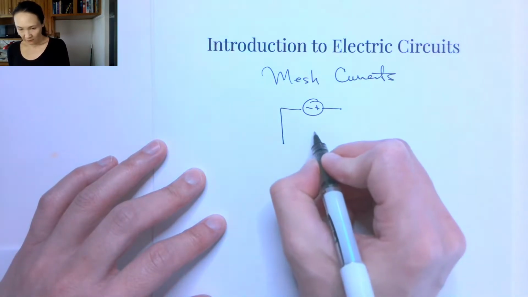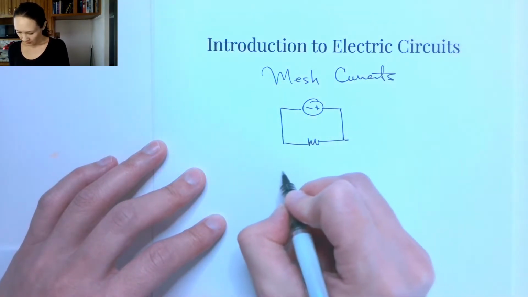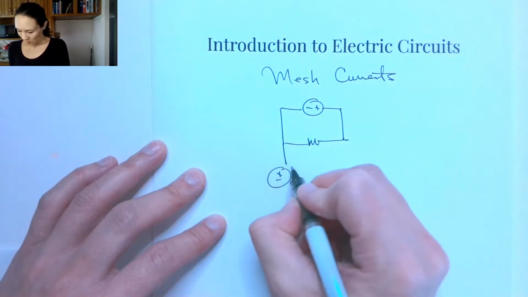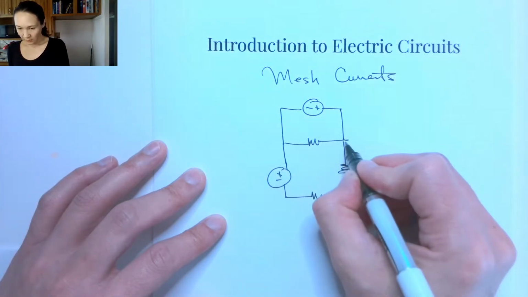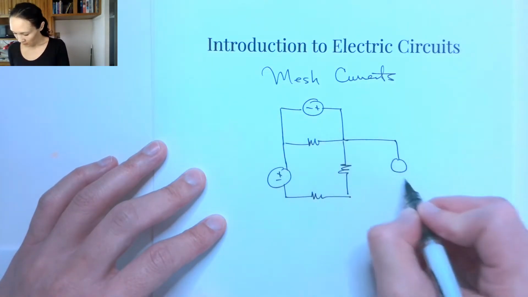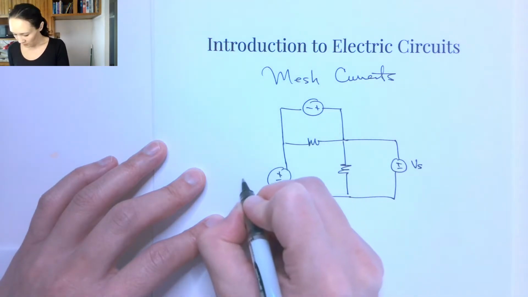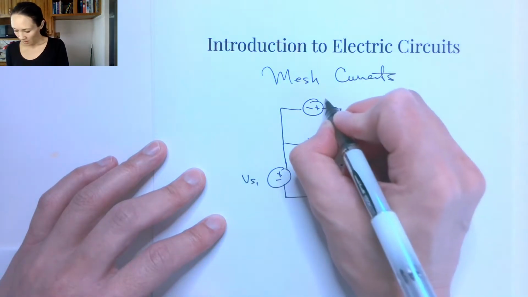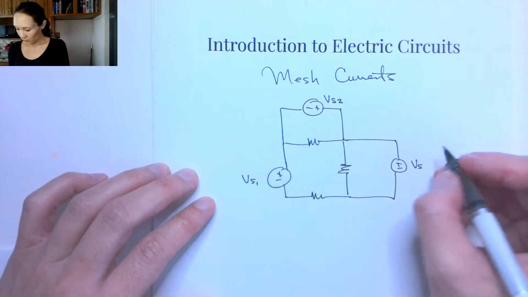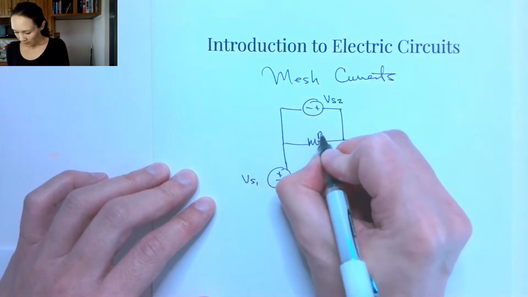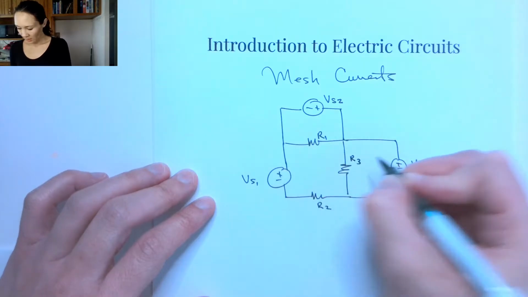Suppose we have a voltage source in parallel with a resistor, and let's put another voltage source here. Some more resistors and another voltage source here. I'm just going to label these generally, so I won't put in any numbers to begin with. I'll do a specific example for you in the next video. So this will be voltage source 1, voltage source 2, voltage source 3. We'll call this R1, and this can be R2, and this can be R3.